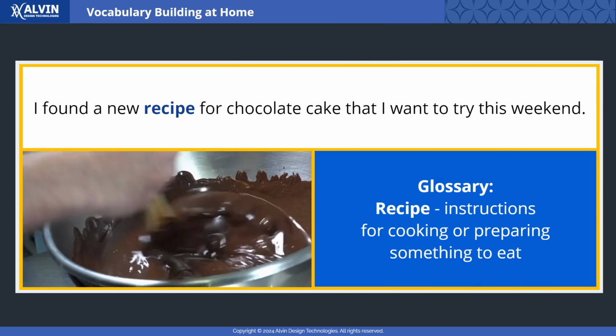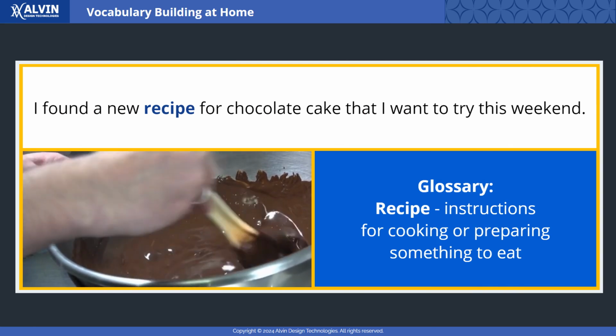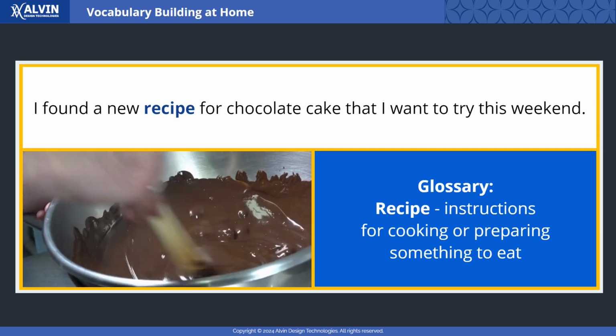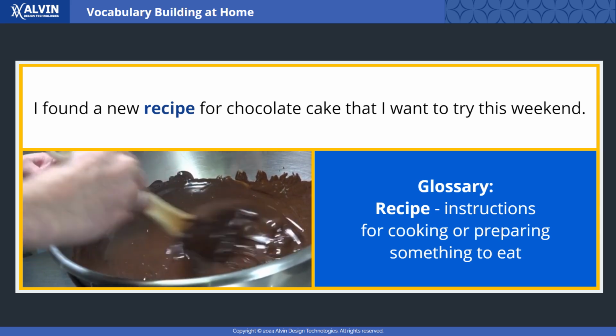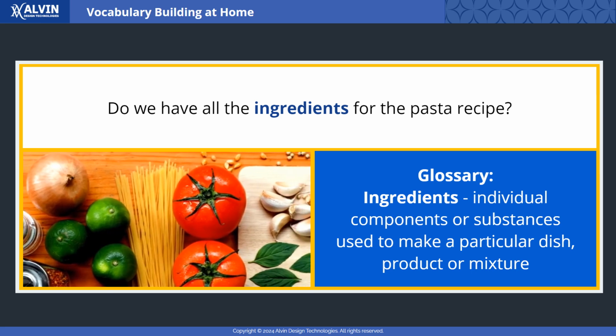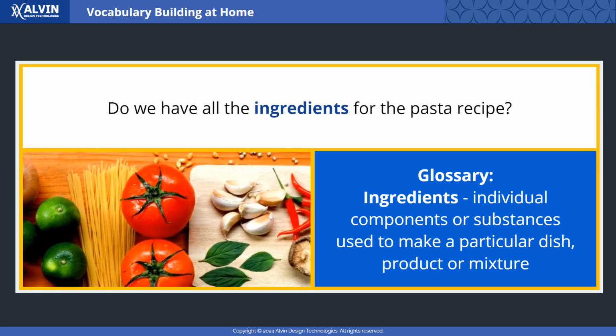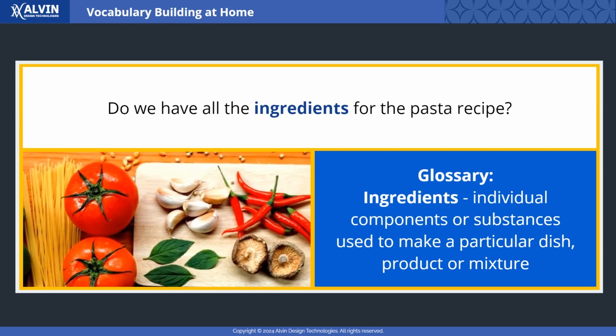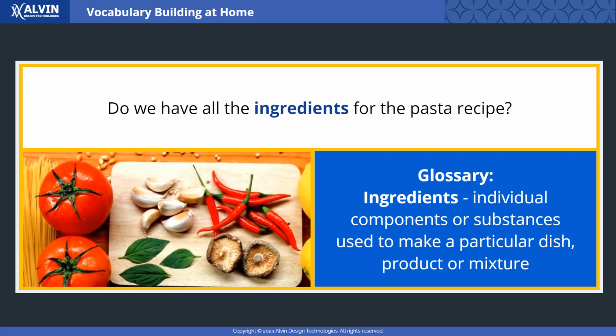I found a new recipe for chocolate cake that I want to try this weekend. A recipe is the instructions for cooking or preparing something to eat. Do we have all the ingredients for the pasta recipe? Ingredients are the individual components or substances used to make a particular dish, product or mixture.